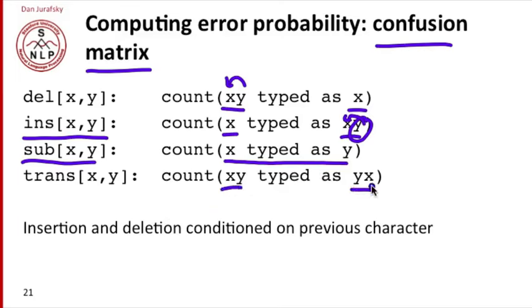So these are just counts. We'll keep a matrix of these counts for every X and for every Y. And notice that what we've done implicitly is we've conditioned our insertion and our deletion on the previous character. So whether Y is deleted is conditioned on X. We could have chosen to condition on the next character or the character 5 to the left or some other thing, but we generally condition on the previous character.